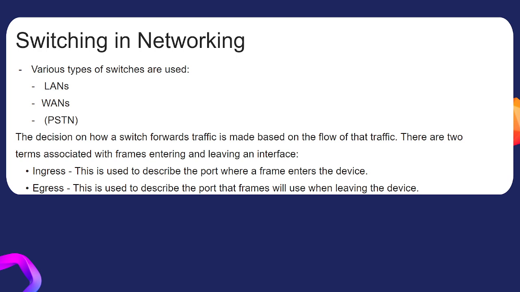The decision on how a switch forwards traffic is made based on the flow of the traffic. There are two terms associated with frames entering and leaving an interface. We have ingress. This is used to describe the port where a frame enters the device. And the second is egress. This is used to describe the port that frames will use when leaving the device.